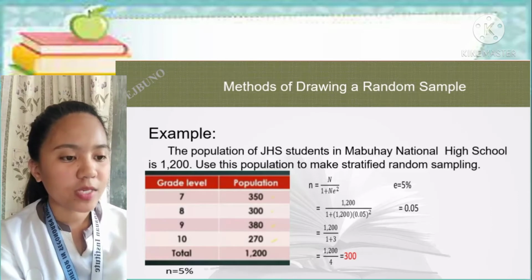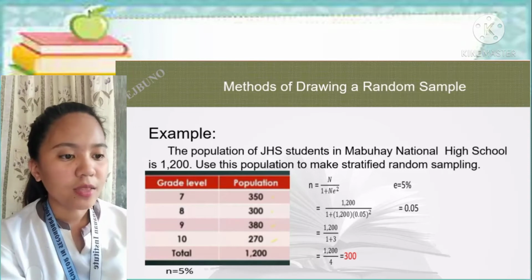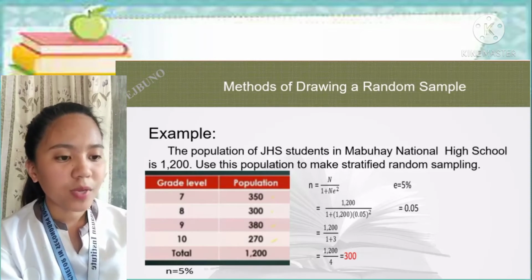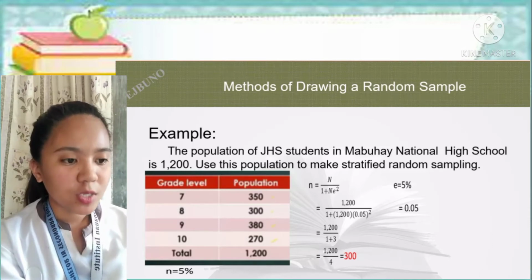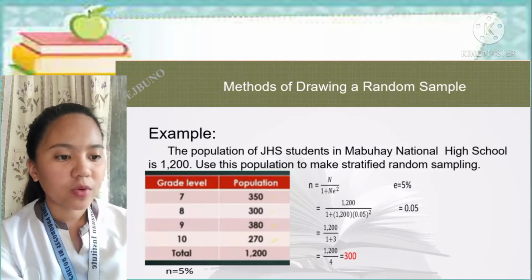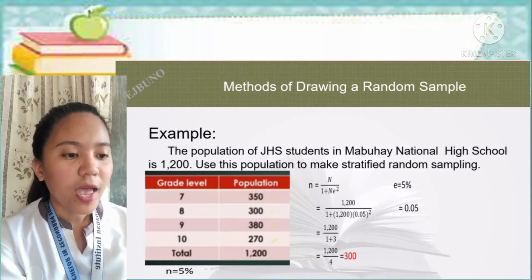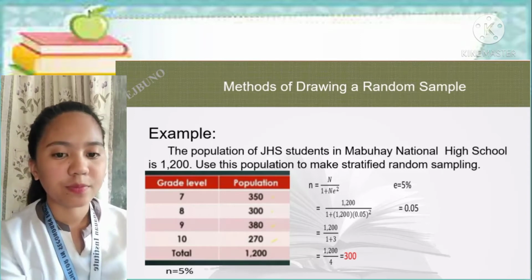The margin of error is 5%. Sample equals population over 1 plus population times e squared, which is 1,200 over 1 plus 1,200 times (0.05) squared, equals 1,200 over 1 plus 3, equals 1,200 over 4, equals 300. And the 5% of 300 is 0.05.